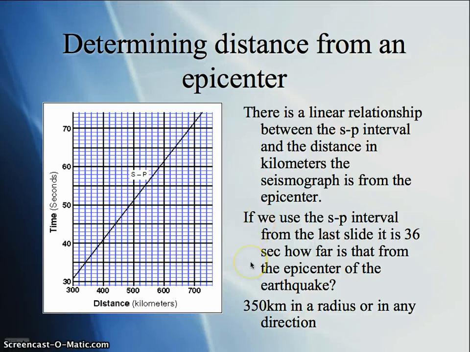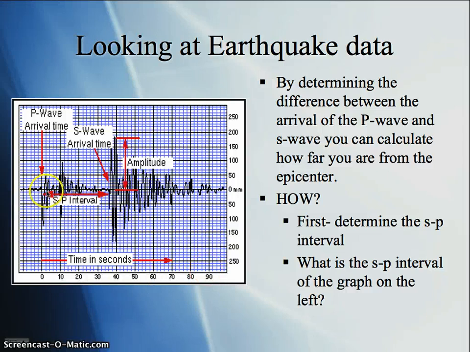For instance, if we go back to the first slide, we can look here, this is time 0, and each of these blue lines is worth 2. So here's 30, 32, 34, 36. And if I follow that line down from here, you'll see it's 36 seconds.